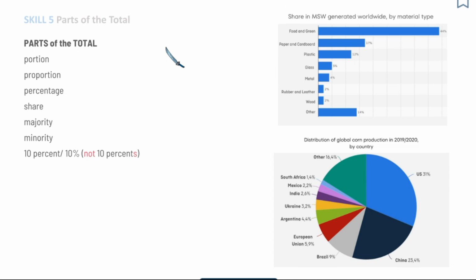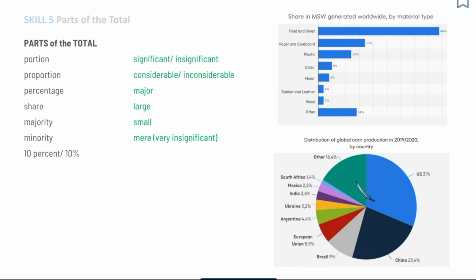First of all, how do we call these parts? There are a few ways to do this. So we can call them a portion, a proportion, percentage, share, majority, or minority. And of course we can mention a specific number like this, 10%, or you can write it with a symbol. Please do not say 10 percents. That would be a mistake. Parts or portions can be very large, like here in case of USA, and quite insignificant, like here, for example, it's only 2%.